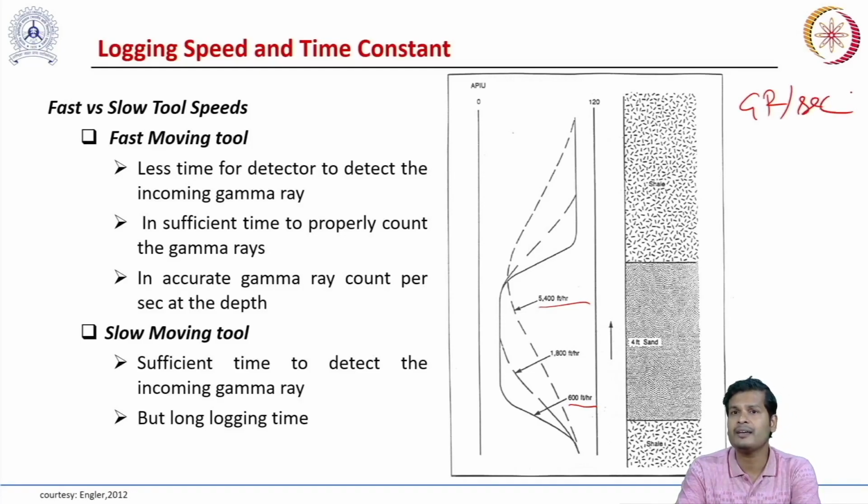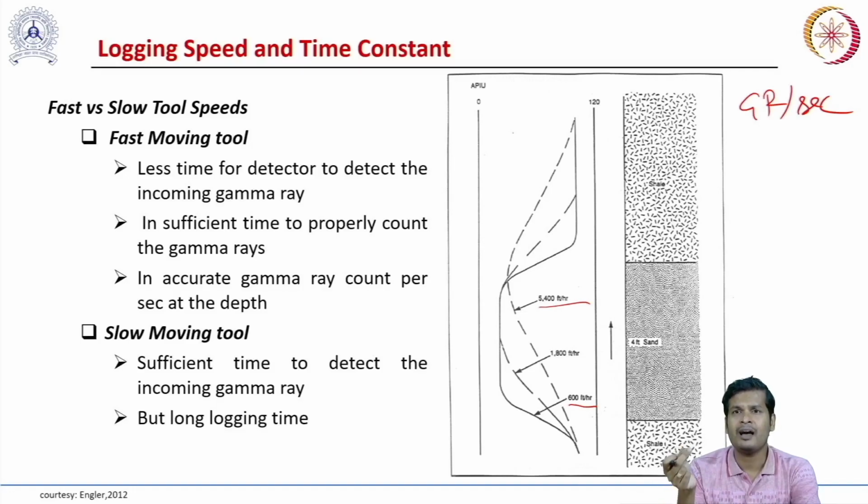So let's say if I keep the tool stationary at a particular depth and I let the tool record the data for, let's say, 1 minute, and then I average the count rate per second, I will get a very good record, because the tool is looking into the formation for 1 minute and it is getting a large amount of data, and then I am averaging it. So I will get an average count rate per second which will be very good and can indicate the true gamma ray radioactivity coming from the formation.